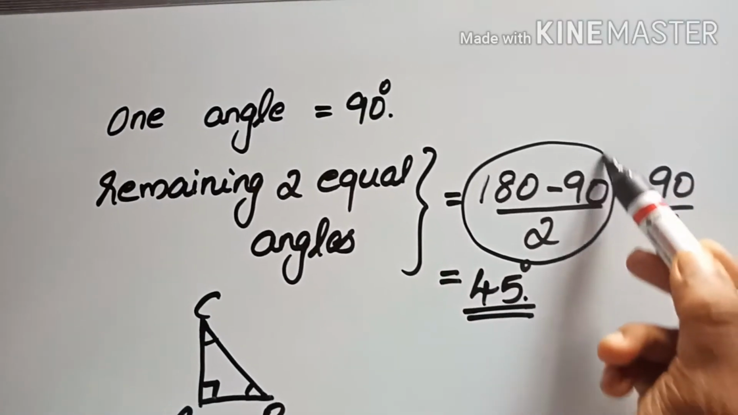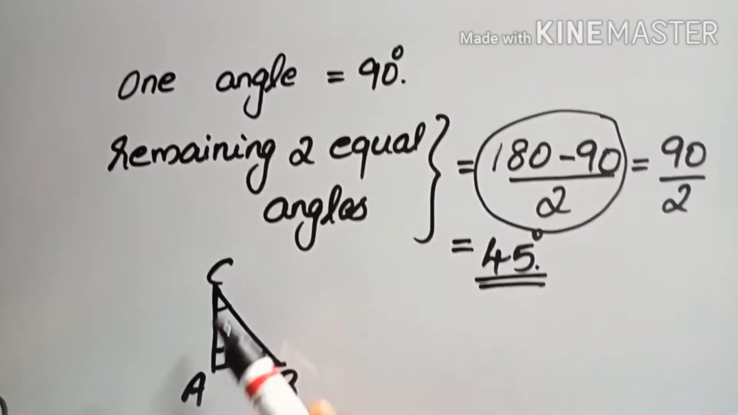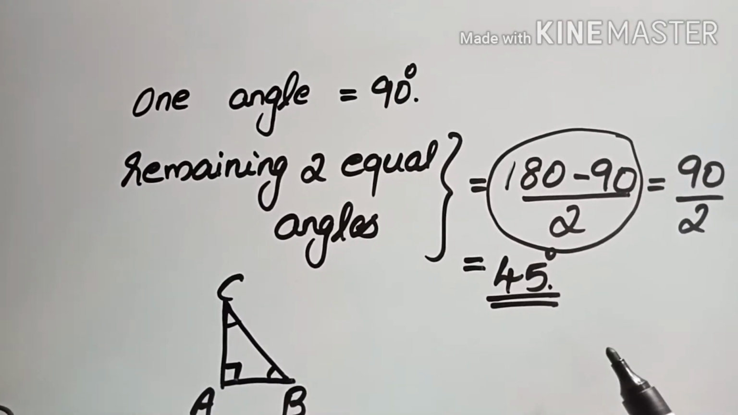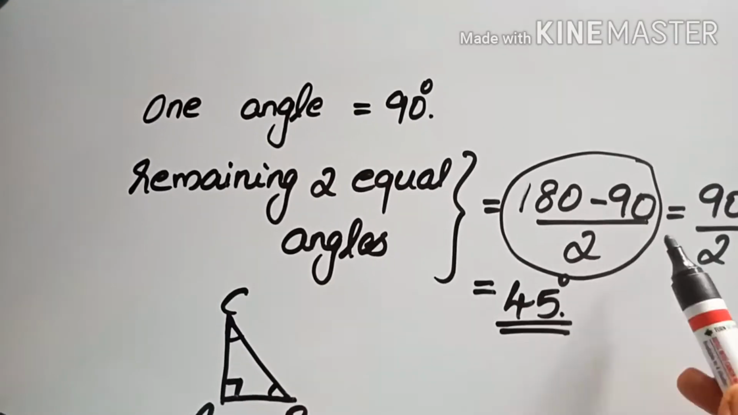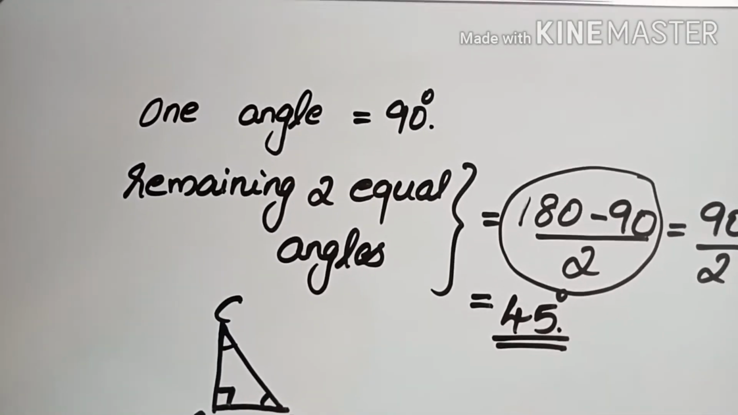Learn this equation properly, in order to get the equal angles of an isosceles triangle: 180 minus the given angle, whole divided by 2. Next is question number 3. One angle of an isosceles triangle is 60 degrees. What are the other two angles? Same as the previous question.